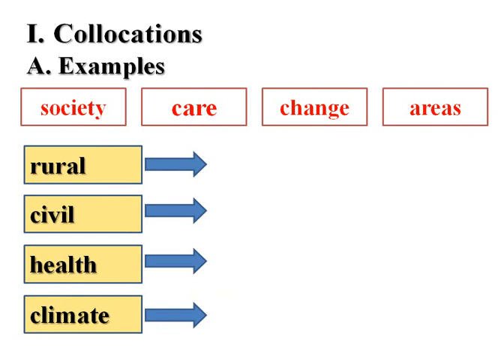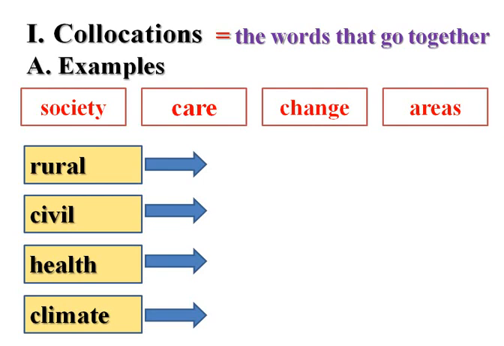Okay, first we have collocations. So what are collocations? Collocations are words that go together. We can say, for example, sustainable development. So sustainable collocates with development. So here we have some examples. We have society, care, change, and areas.